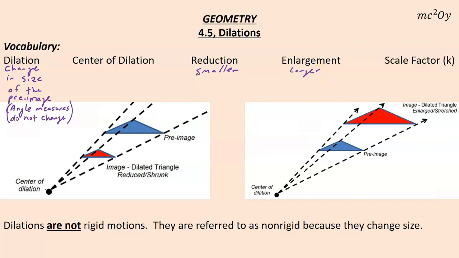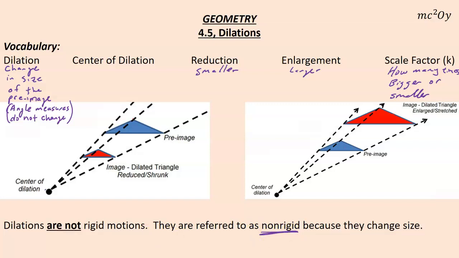Okay? And scale factor tells you how much bigger or smaller it is getting. How many times, maybe rather than how much, how many times. Okay, how many times bigger or smaller. And we call that scale factor K, by the way. And since our shapes are changing size, it's not a rigid motion. These dilations are not rigid motions. They're referred to as non-rigid because they change size.